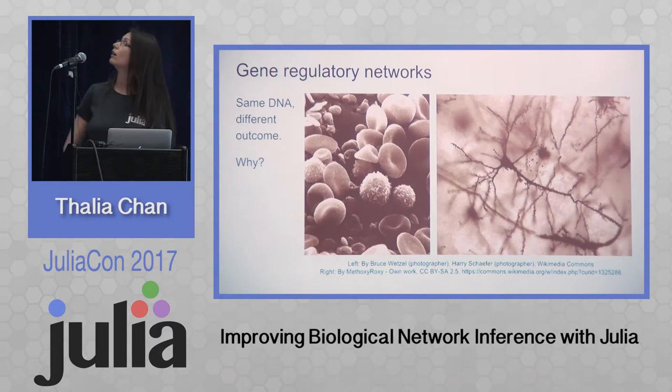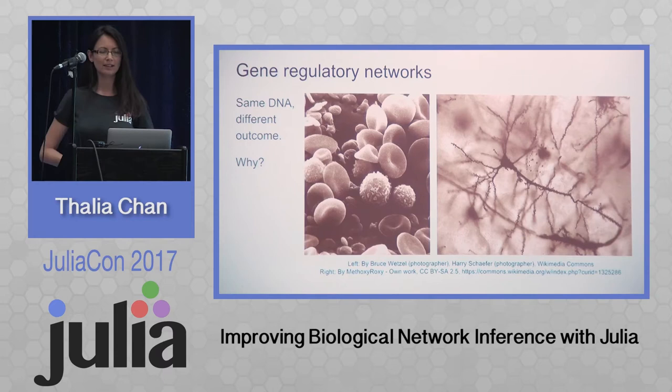These pictures show how diverse the cells within a single organism can be. On the left, we have blood cells, and on the right, we have brain cells. These are from one organism. And that organism would have started out as one single cell, which divided and divided, producing more and more cells, all with identical genetic information. So how do these cells end up so different?